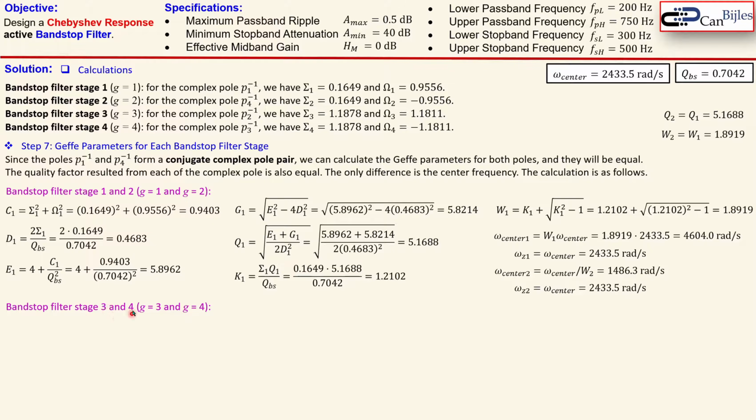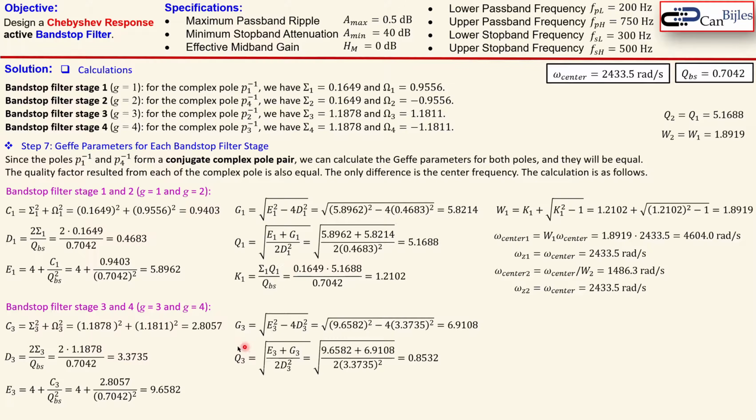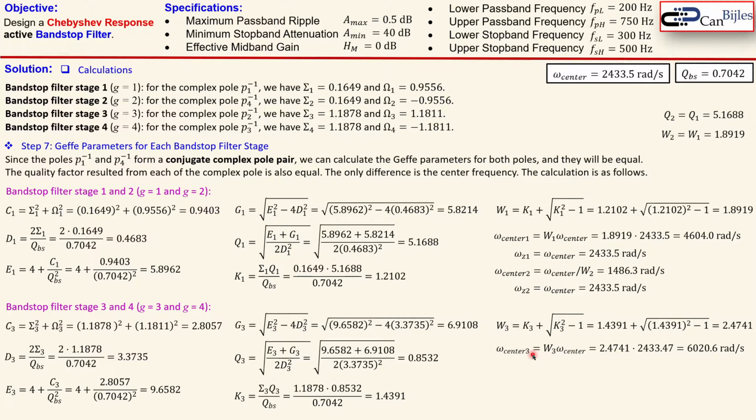In a similar case for stage 3 and 4, we look at this pole using the calculations. So we calculate now the C3 and then the D3, E3, really similar calculations, and then G3. From there, the Q3, which is the quality factor of our third stage. And then moving on to the K3 and the W3. Now we calculate the center frequency of stage 3 using the W3 and the center frequency here. That is given by this, and this value 6020.6 radians per second. And we also have the same zero frequency as before.